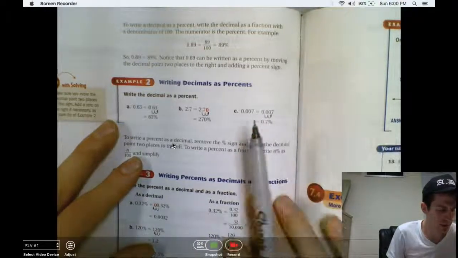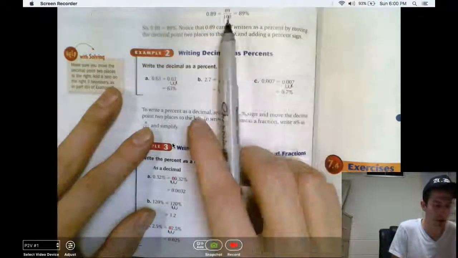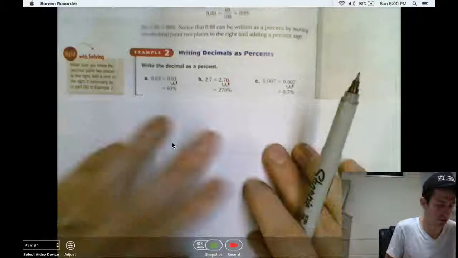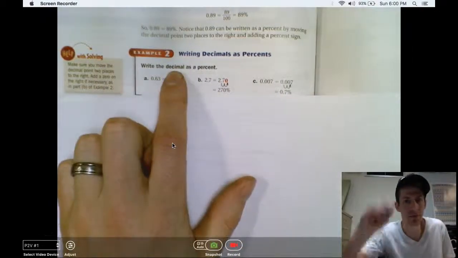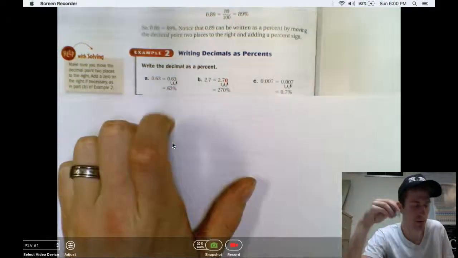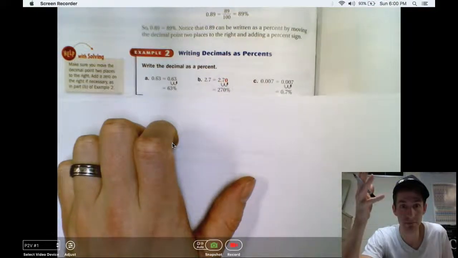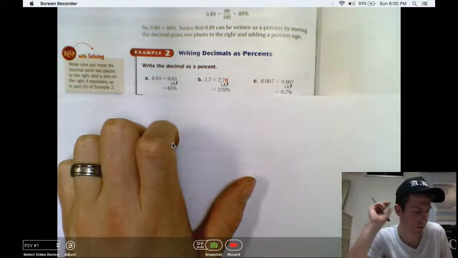Let's see what else they put here. Writing the decimal as a percent, it's not always quite that easy, but it's not too terribly hard. Any decimal number that you see could be 4.89 or even just 5. That's a decimal, quote unquote, because it's 5.000, right?